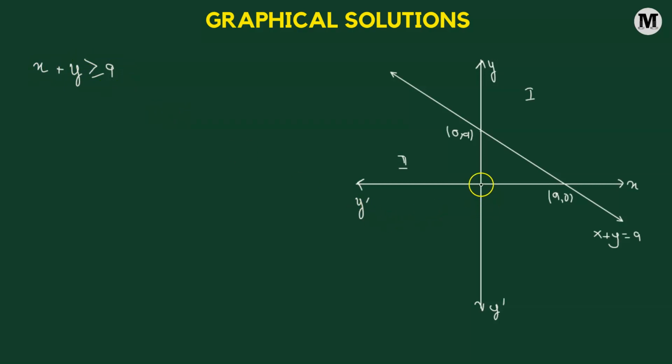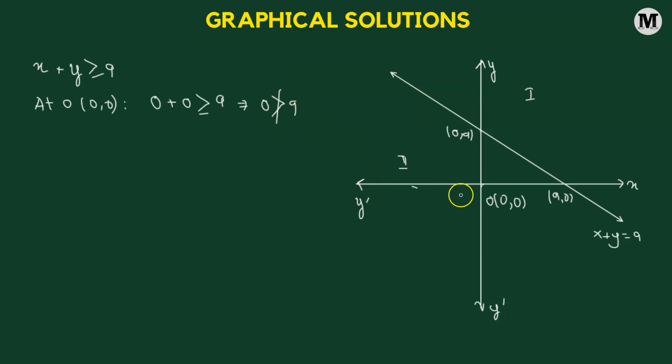So now what we'll do is consider a point on the xy plane, and for simplicity, we're going to consider the origin (0, 0). At the origin, we will check if the inequality is true or not. So we have 0 + 0 ≥ 9, which gives us 0 ≥ 9. Now we know 0 is not greater than 9. This is an incorrect statement.